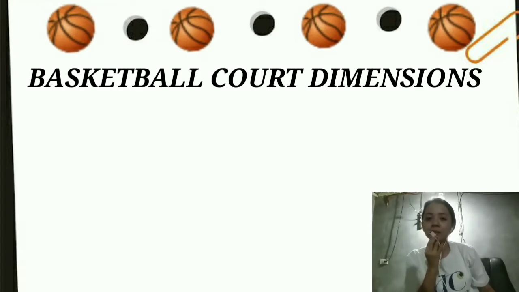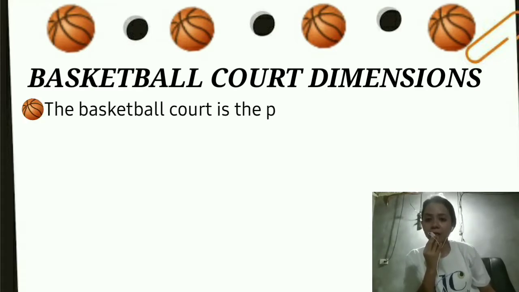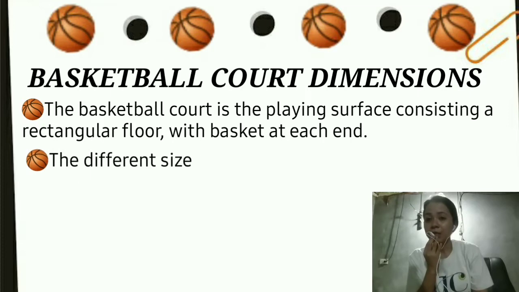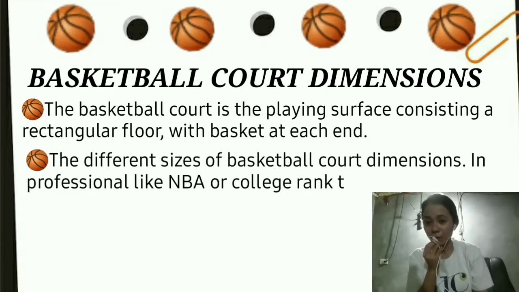Basketball court dimension is the playing surface consisting of a basket at each end. In professional or organized basketball, especially when played indoors, it is usually made out of wood and highly polished and completed with a 10-foot rim. In basketball court dimension or basketball court size, there are different sizes of basketball court.